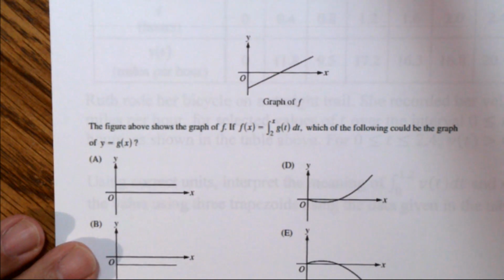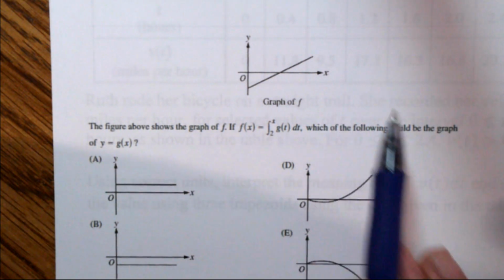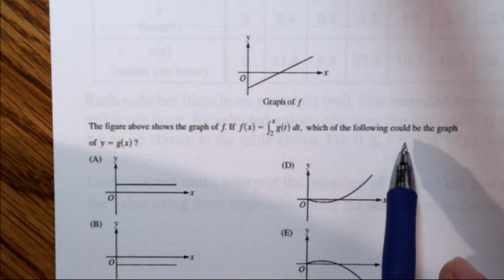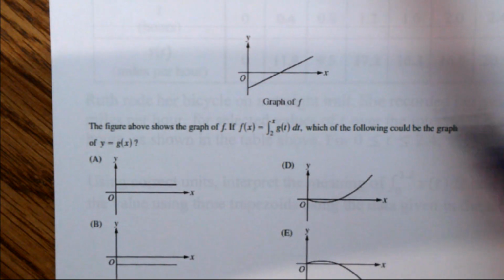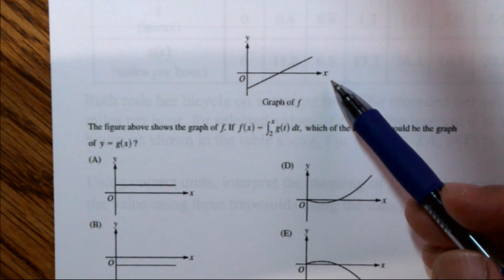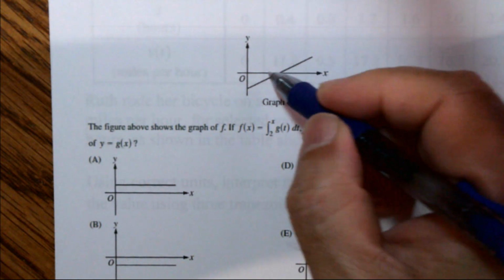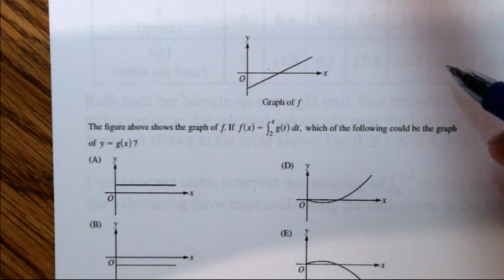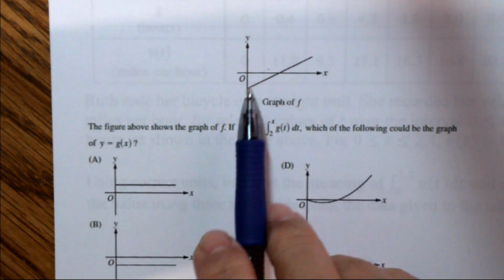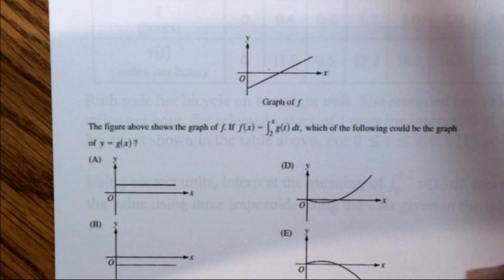All right, what do we got here? So this is the graph of f. Which of the following could be the graph of g? This is the graph of f? Wow, okay. And it's starting at 2. So if 2 is over here, whoa, this is really bad. Okay, so if 2 can be somewhere, it could be here, it could be here, it could be here. So it's kind of ambiguous.